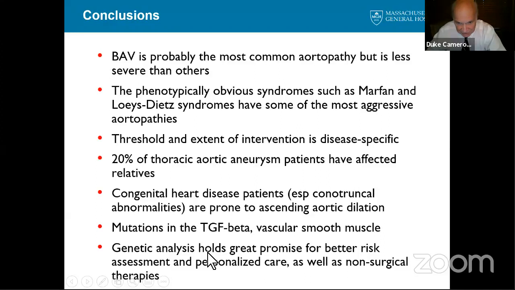Genetic analysis does hold great promise in the assessment of risk and tailoring care, as well as even non-surgical therapies, as we better understand why the aortic wall comes undone. I look forward to questions, and again, thank you for the invitation to share this information with you.